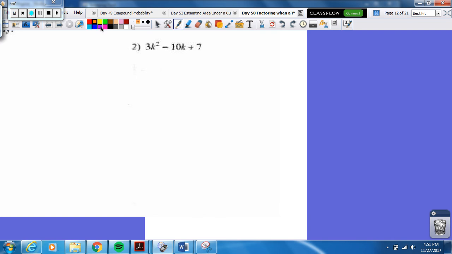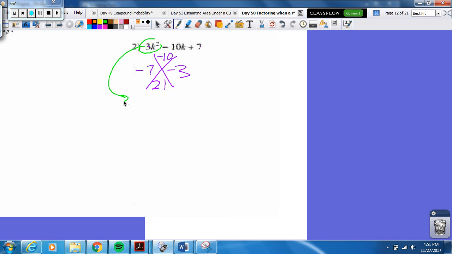All right, great. Let's see if you got it. So we drew the x. We got negative 10 here, and 3 times 7 is 21. Okay, that's where we're at. So what adds to negative 10 and multiplies to 21? That would be negative 7 and negative 3. Okay, hopefully you got this far. Let's see what we got.